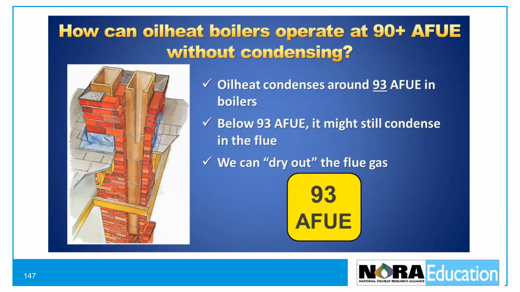How can oil heat boilers operate at 90 plus AFUE without condensing in the boiler or the flue? Oil has lower hydrogen content than other fuels, so less water is produced as a product of combustion. Oil heat actually condenses around 93 AFUE in boilers. At 90 to 93 AFUE, it may still condense in the vent if the flue temperature drops. To avoid corrosive condensate, simple, proven technology can be used to dry out the flue gas and provide reliable venting, even in Arctic climates.